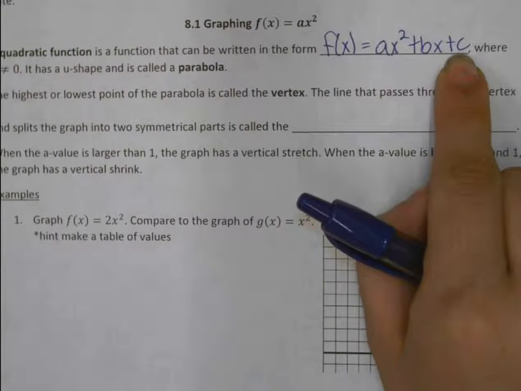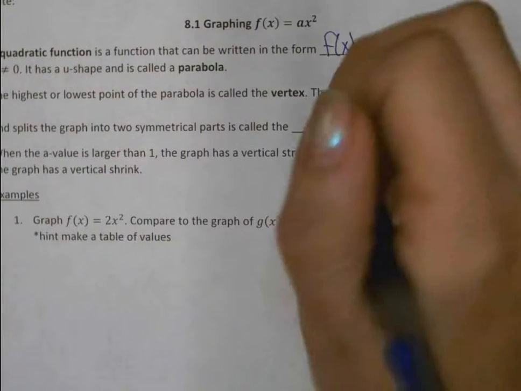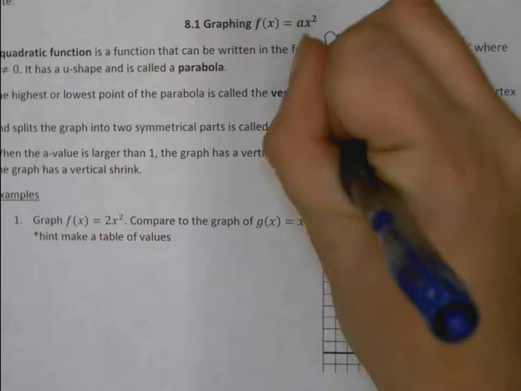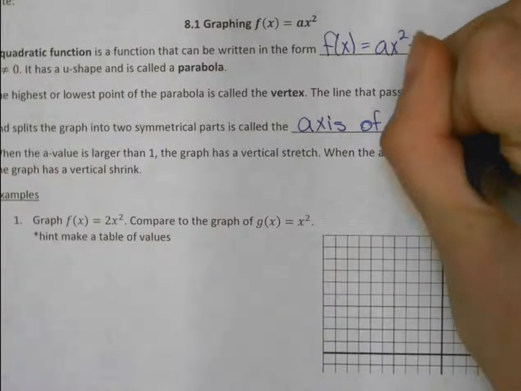Something written with an exponent of 2. Okay? The highest or the lowest point is called a vertex. We'll talk about that more Monday, I think. The line that goes through the vertex, though, and splits the graph into symmetric parts is called the axis of symmetry. It's the line of reflection.